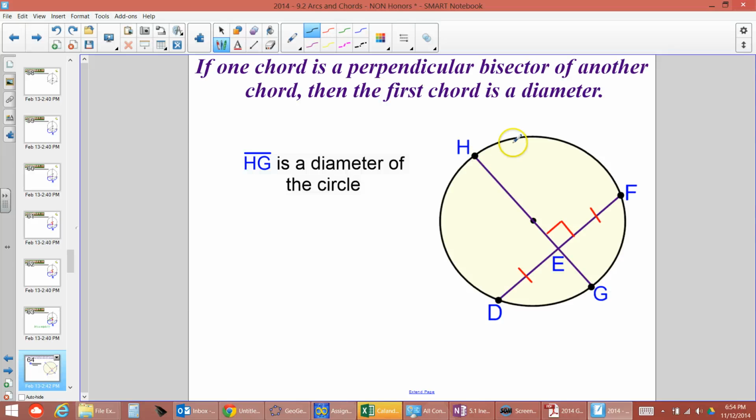If one chord is the perpendicular bisector of another chord, then the first chord is a diameter. Okay, so we have two chords that are perpendicular and bisect right here. If that's the case, then the chord HG is a diameter. So this is kind of like the biconditional of the other statement we had, where it said if a diameter is perpendicular to a chord, then it bisects it. Yeah, that's right. But now we're working backwards. If it bisects it and it's perpendicular, then it's a diameter.